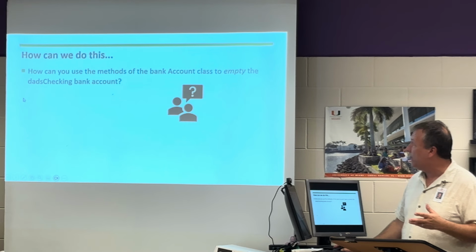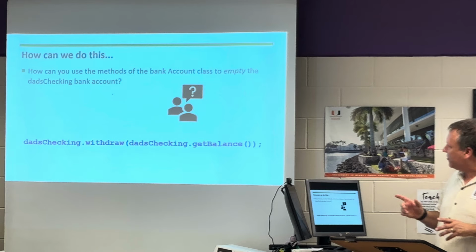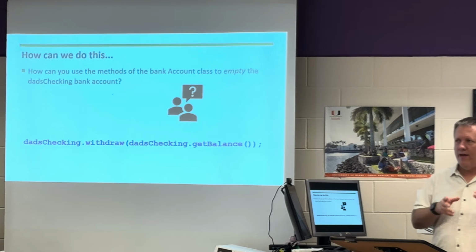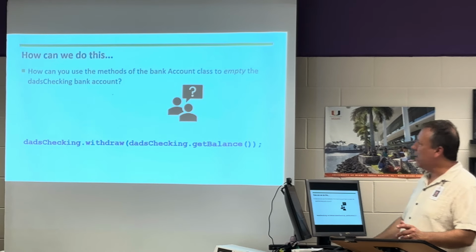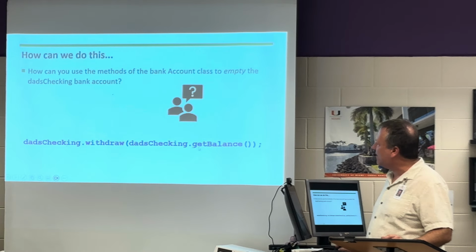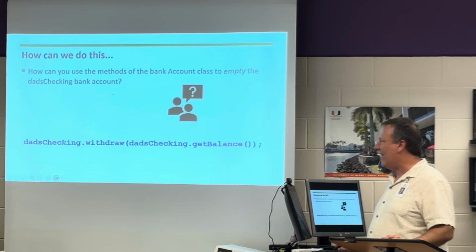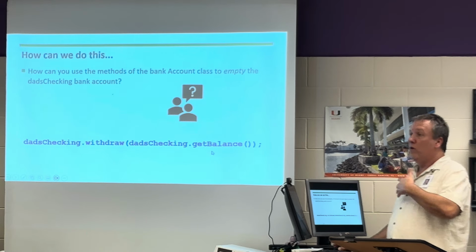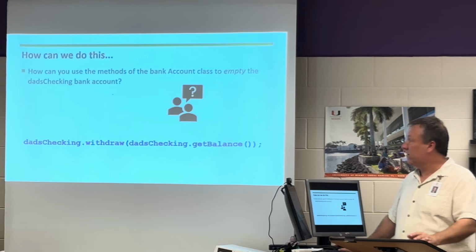So this would be what I have to do, it would look like this. And I don't think I have that on your slide, so I'm going to write it down. Dad's checking dot withdraw, and then how much do you want to withdraw? Well, what's Dad's checking balance? Well, it's $5,000. That's how much I want to withdraw. Dad's checking dot withdraw. So what's it going to do? It's going to go, object dot method. It's going to get the balance of Dad's checking and put it in a parameter for the withdraw method. So Dad's checking dot withdraw, and that's going to withdraw the amount of money that was in the balance for Dad's checking object.